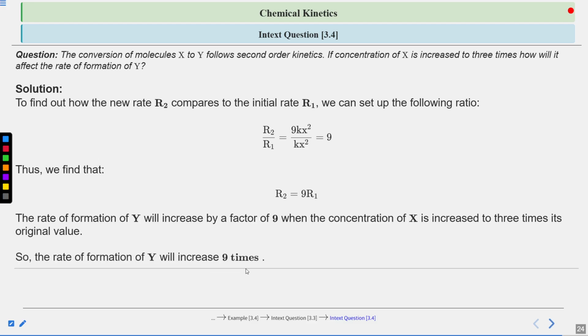So the rate of formation of Y will increase 9 times. You can say that if you increase X 3 times, the rate of formation of Y, that is the product, will increase by 9 times. This is how you can compare the two rates, and according to the given information, you can get the information about the two rates after the increase in the concentration of reactant, and the effect of this increase on the formation of Y, which is the product. So that's how you can see how the product is affected.